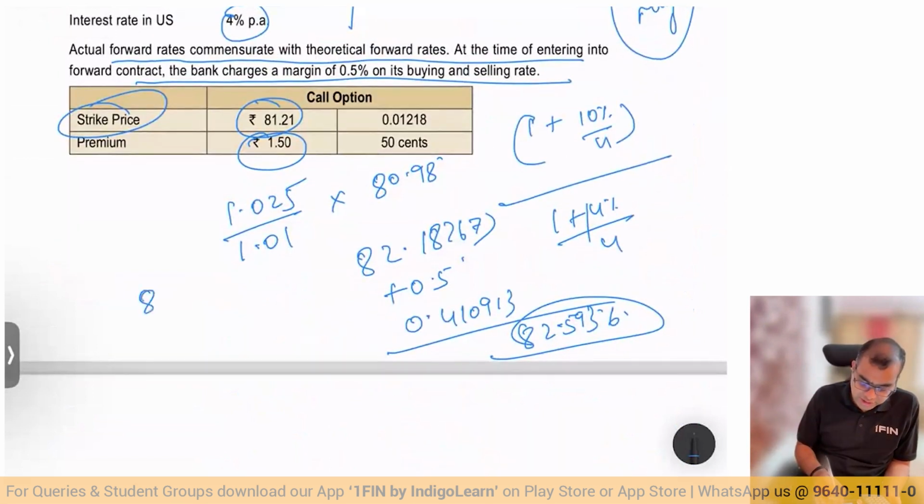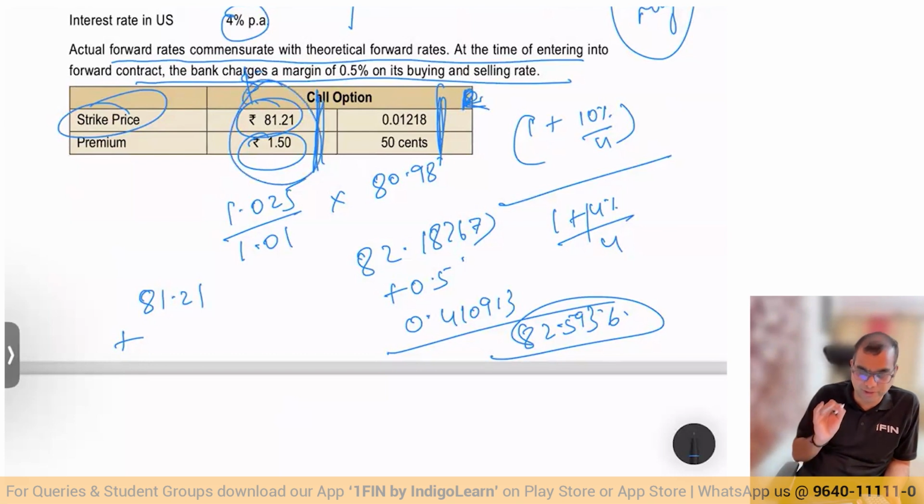So what is the cost? 81.21 plus you have this 1.5 which you pay initially. Now, please note, this is a rupee option, or rather, this is a dollar option. This is an option to buy dollar. Here it's a call option, so you're not trying to buy rupee. You are trying to buy dollar. So the left hand side, 81.21 and 1.5, is relevant, and the other side is not relevant.